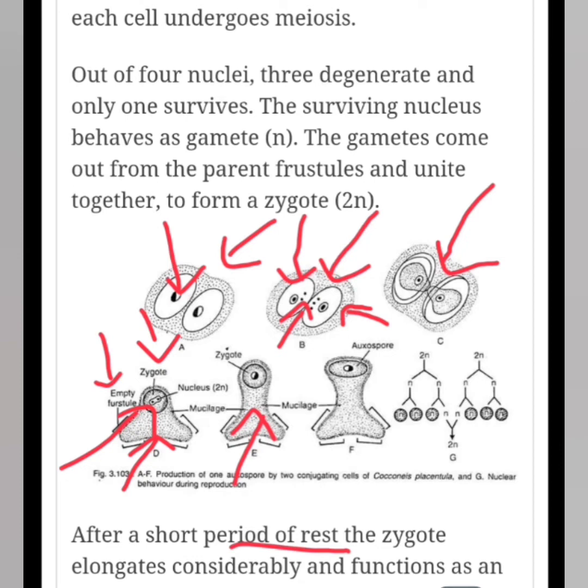later on, what do you see in figure F? Just take a look at figure F here. This zygote elongates considerably, and here it functions as the auxospore. Later on, the auxospore projects out from the parent frustule along with the mucilaginous sheath, and it elongates in a plane parallel to the axis of the parent diatom. You can see it elongate in this way, parallel to this parent diatom.